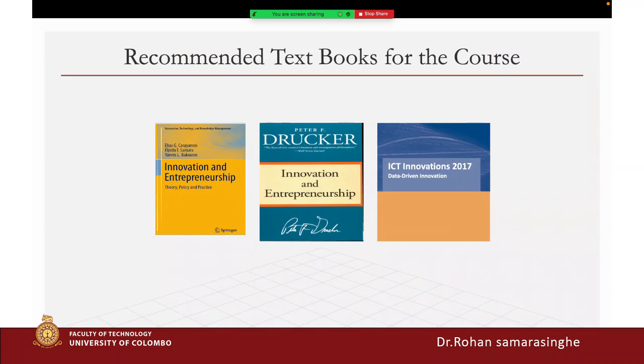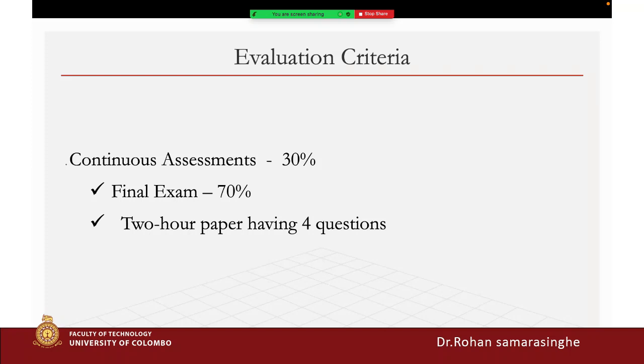These are the books. You can download these books from the LMS: Innovation and Enterprise, there are 2 books, and ICT Innovation. This is a set of research papers written in 2017 related to ICT innovation. Continuous assessment: you don't have the mid-semester exam, so I am going to give some continuous assessment. From this continuous assessment you can get 30 marks, and from the final exam you can get 70 marks.